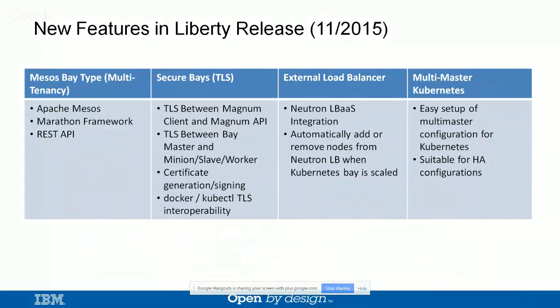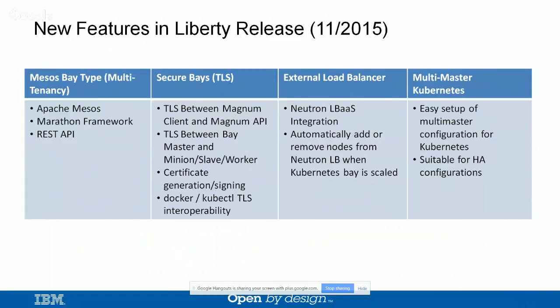The second part, which is a very important feature, is security. Before that, we did not have security in the bay, but now we have transport layer security, so that to access the bay, we have to have the proper certificate and so on. And the security happens at two levels. It happens both between Magnum and the bay, and also between the user and the bay.